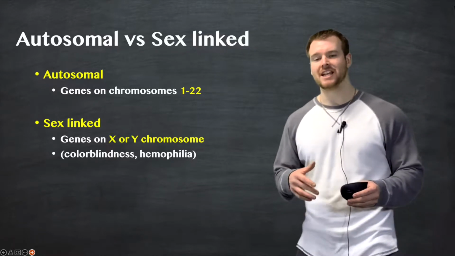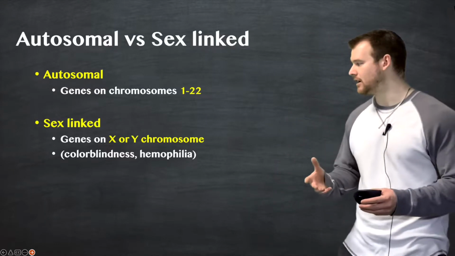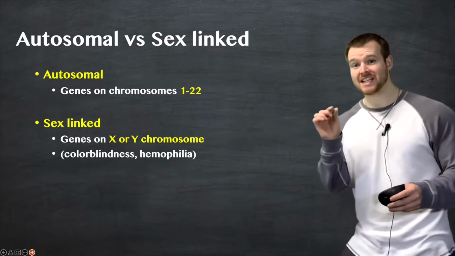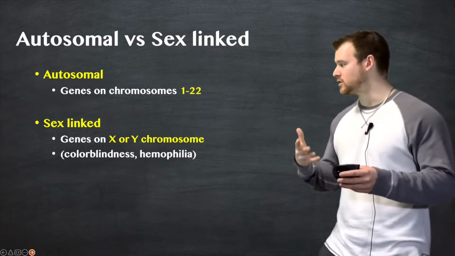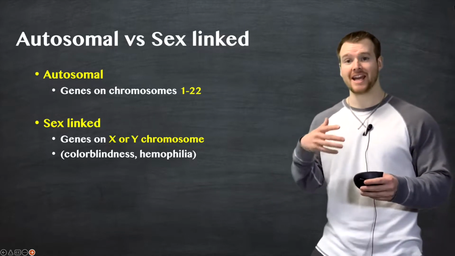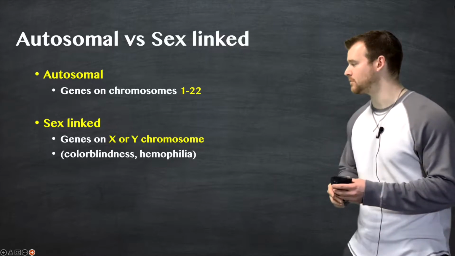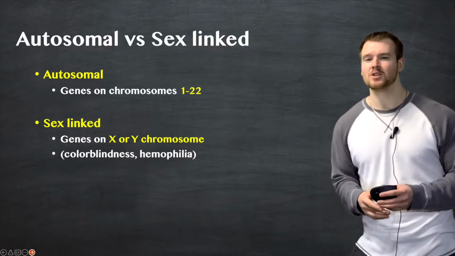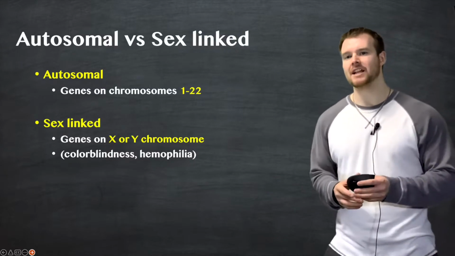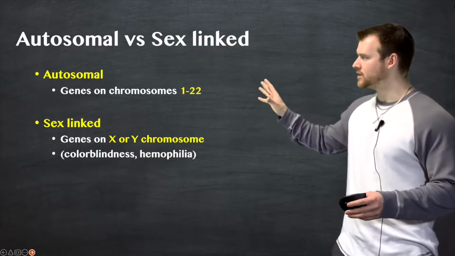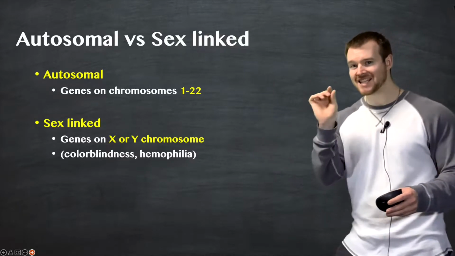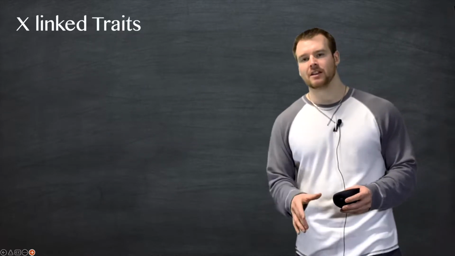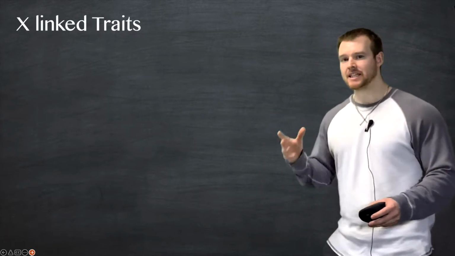This will affect the probability in males and females because a male has an X and a Y and a female has two X's. If the trait is on an X, there are two X's in females, which affects those probabilities. If it's on an X, there's only one X in males, which also affects the probability. If it's on a Y, it can only be had by males since females don't have a Y chromosome. We'll look at all that in more detail, but just knowing that 1 to 22 is autosomal, and if it's on the X or Y, it's considered sex-linked.